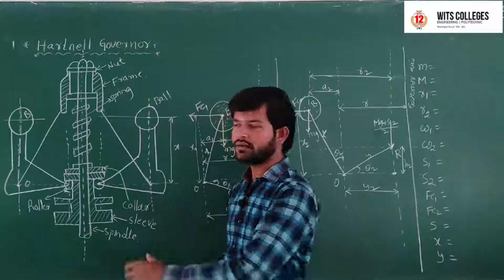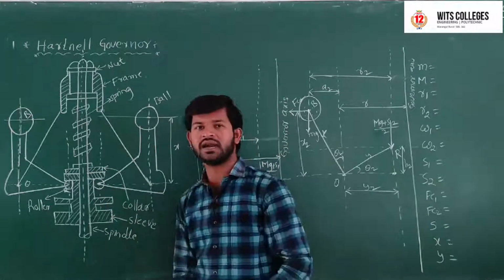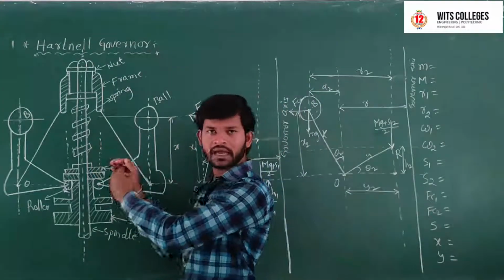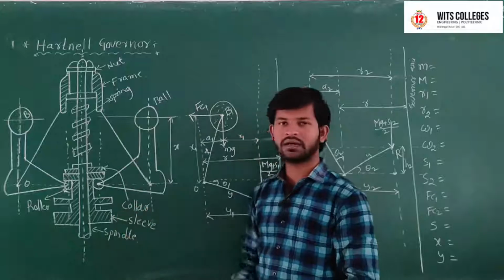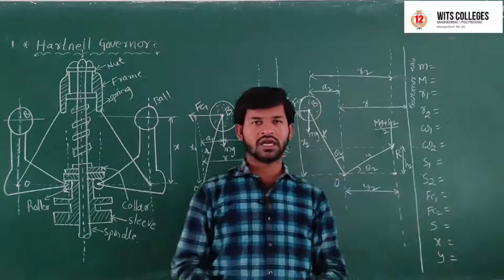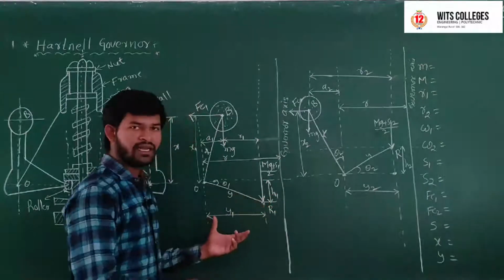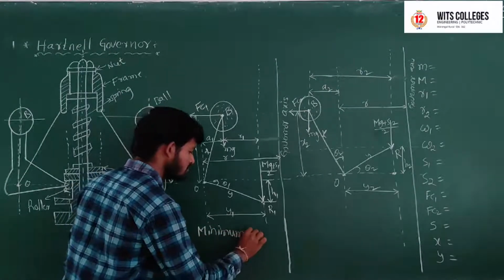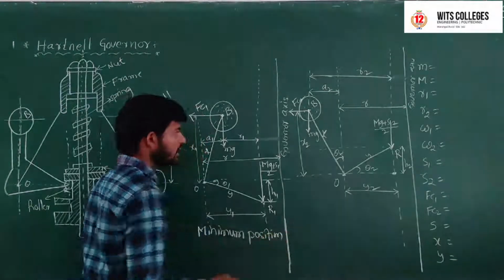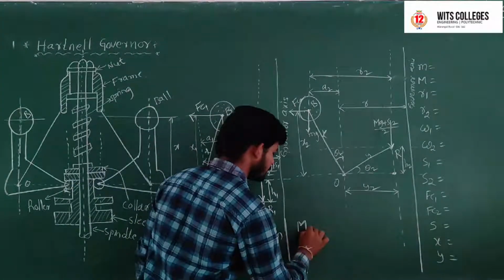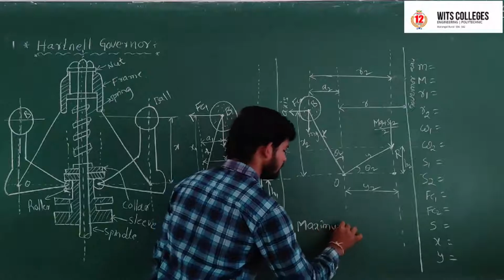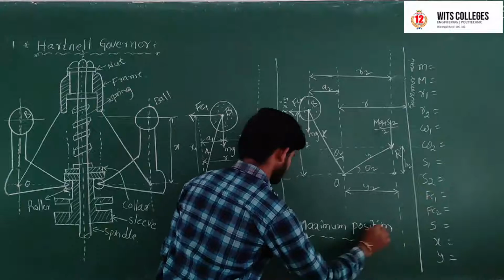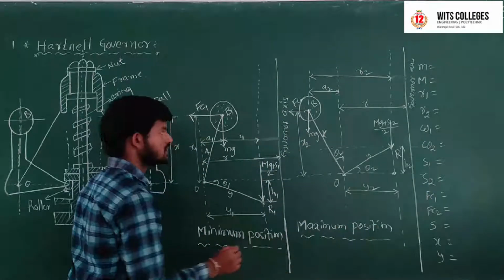Here we can draw the minimum condition position and the maximum condition position. We have to draw in this line diagram how the Hartnell governor works in the minimum position and in the maximum position. Here this is the minimum position, and this is the maximum position.